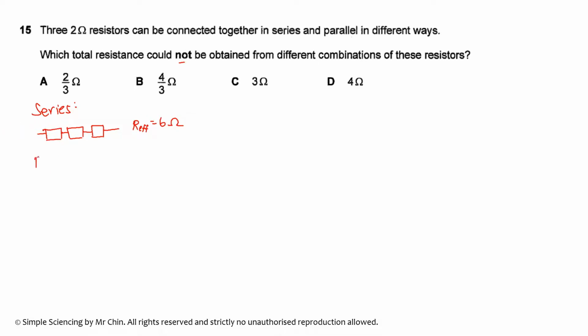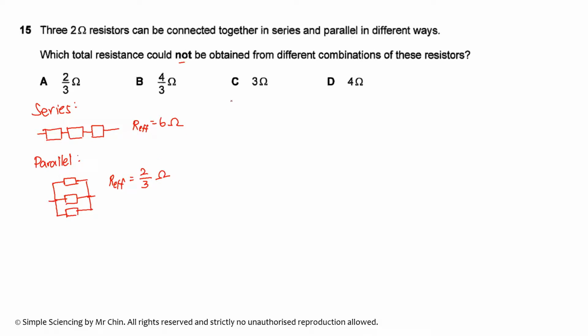Let's connect the resistors in parallel. If I connect the resistors in parallel, it will look something like this. The total effective resistance will be smaller than a single resistor in each branch. So what does this mean? You can use the parallel resistance formula to calculate the effective resistance, and it should give you a value of 2/3 ohms.